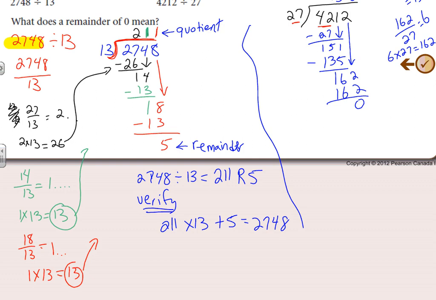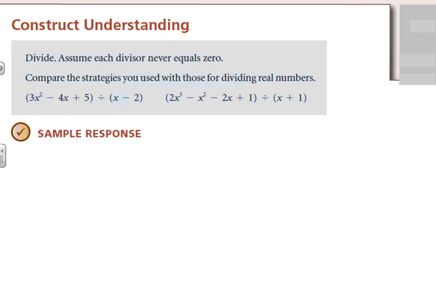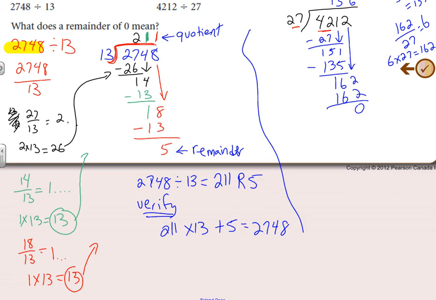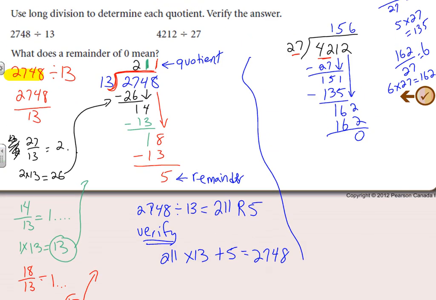So the next question there is, right at the bottom there. Oh, right there it is. What does a remainder of 0 mean? Well, a remainder of 0 is telling you that it divided evenly. Or another way of saying it is, 27 is a factor of 4212.